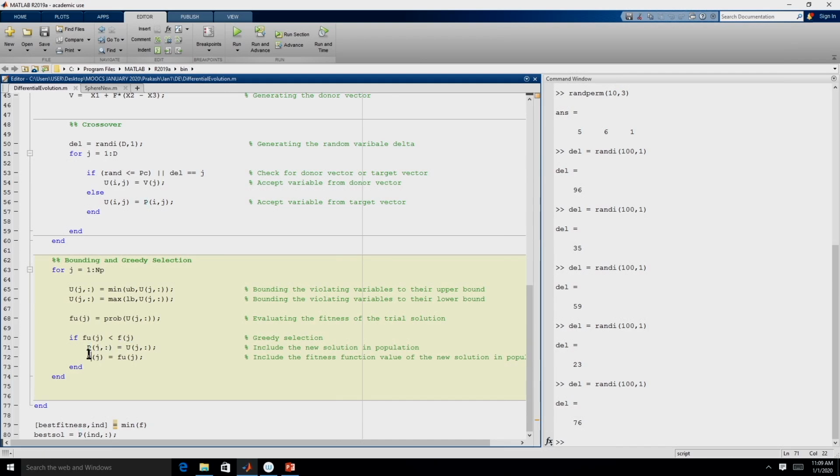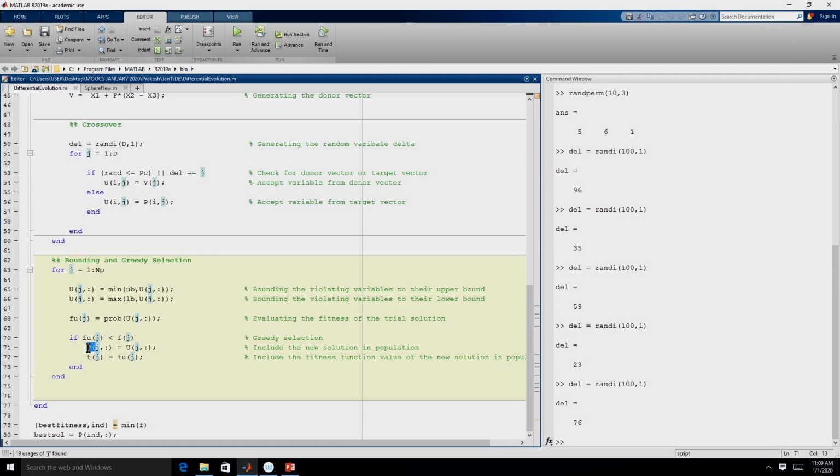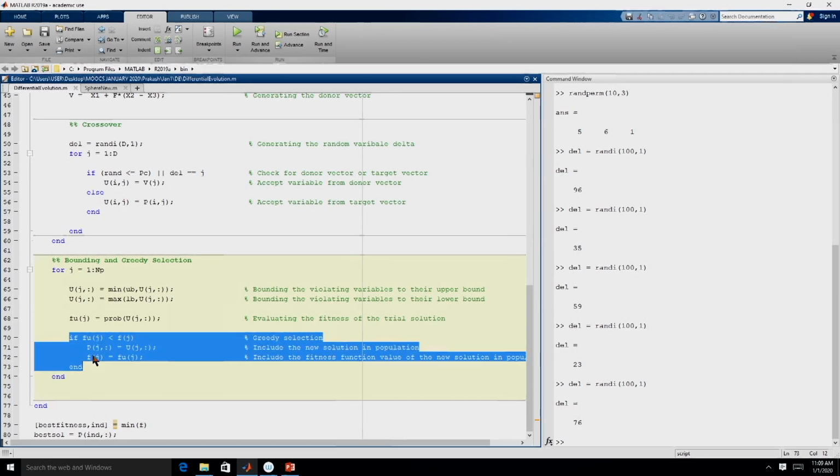And similarly, we replace the fitness function value. This is how the greedy selection is performed. Since it is inside this particular for loop, it will be done for NP times, wherein we compare the first trial with the first target, second trial with second target, third trial with third target, and whichever is better will be taken into the population. If the target is actually better, then we do not need to do anything. That is why we do not have an else part to this if. That particular solution will be retained.